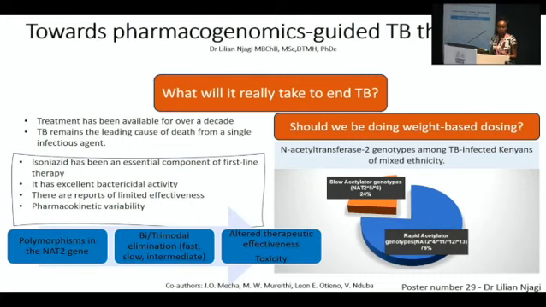And one of the thoughts is the pharmacokinetic variability due to the single nucleotide polymorphisms of the NAT2 gene. What we have known, for example, in Kenya and many other African populations is that most people are said to be slow acetylators, but is that really the case? And the next question I'll ask is, should we really be doing weight-based dosing? As you know, the WHO guidelines and our own local guidelines talk about weight-based dosing, but is that what we should really be doing?